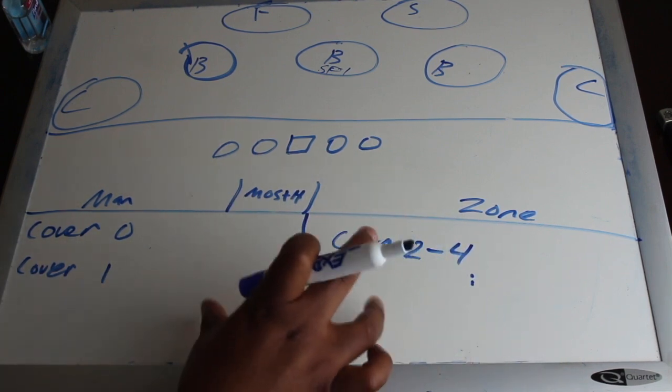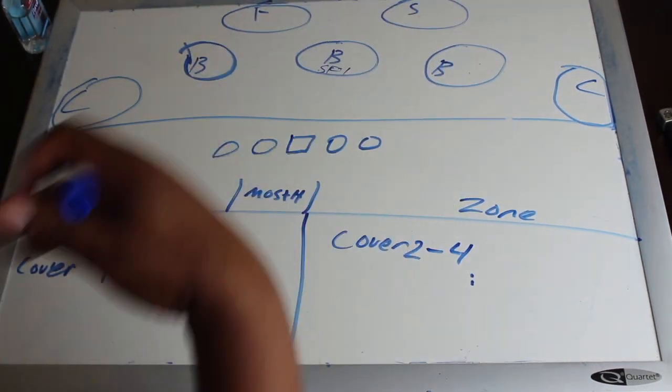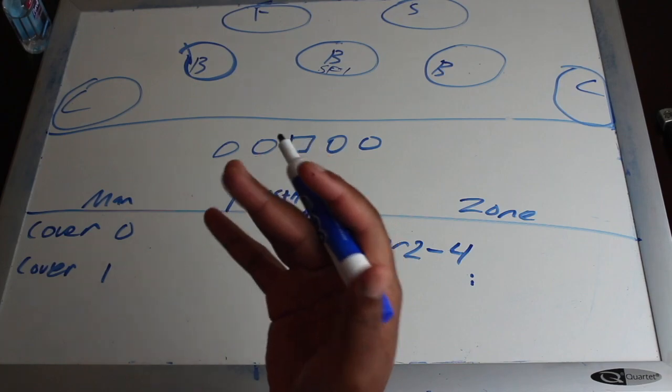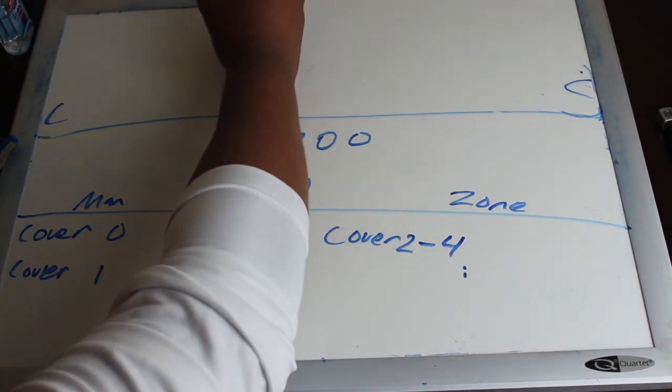The big key that we're looking for is two corners in the flats and two safeties deep. That's your main key when we talk about cover two. That's never going to change. Let's talk about this. What about cover three, Voch?